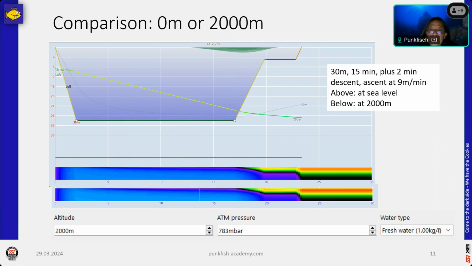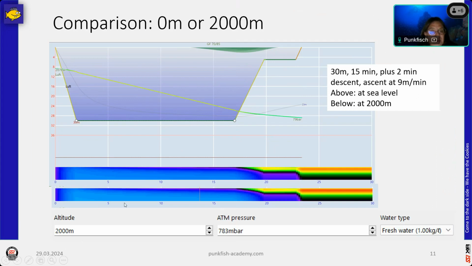Not more, yeah? So what we can see here is this one is this dive at sea level, and the lower one is exactly the same dive at 2,000 meters. And here you see that there is a reasonably higher oversaturation at this point where we actually reach the surface. So we get out of the water with a higher oversaturation after the same dive. This is what we explained the whole time, but here it is to visualize this point.